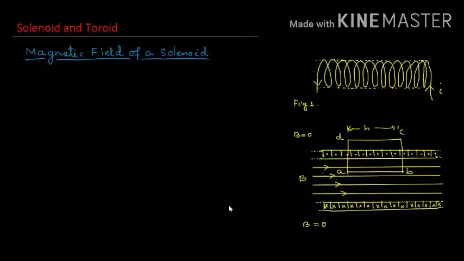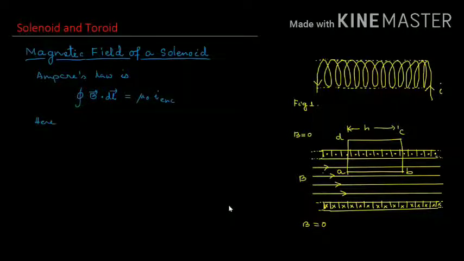So let us apply Ampere's law to calculate the magnetic field inside the solenoid. To apply Ampere's law, we choose a rectangular Amperian loop ABCDA. So Ampere's law is the line integral of magnetic field B dot dl is equal to mu0 times I_ENC.